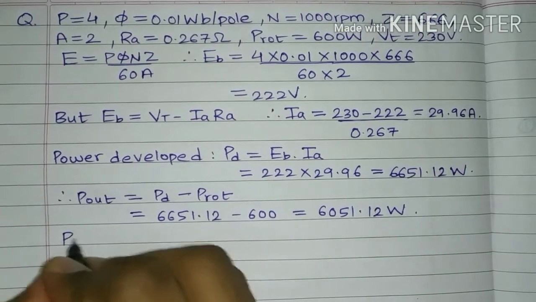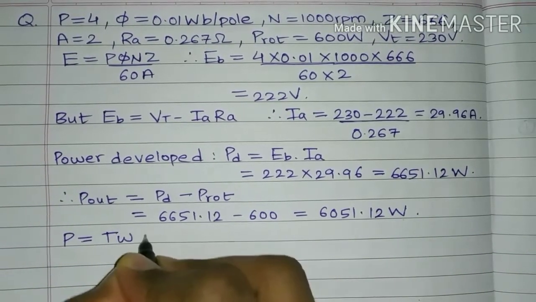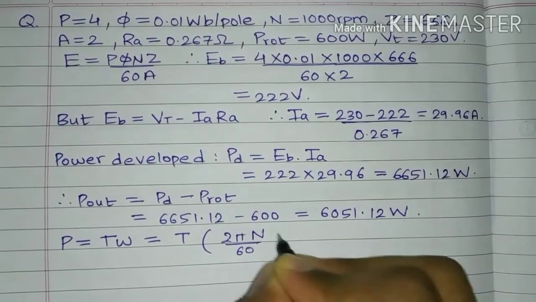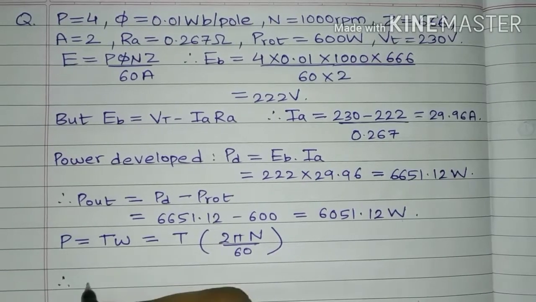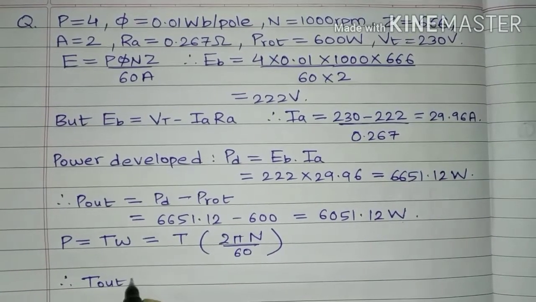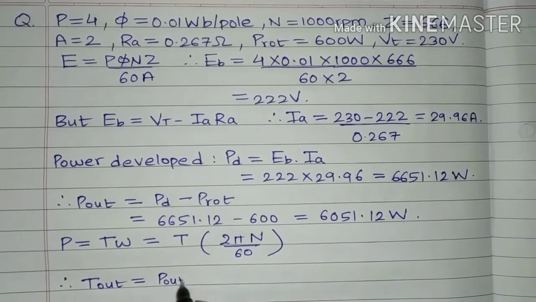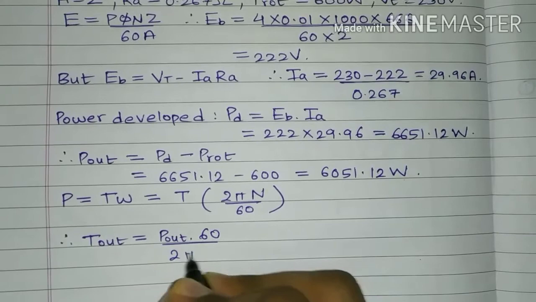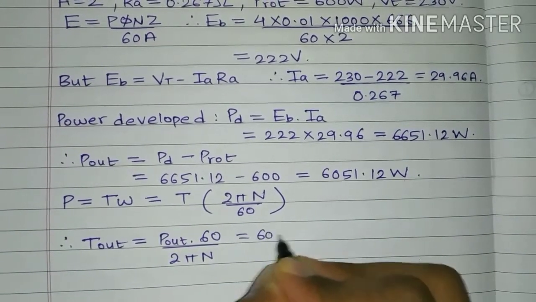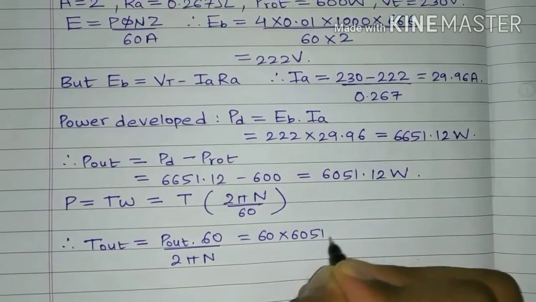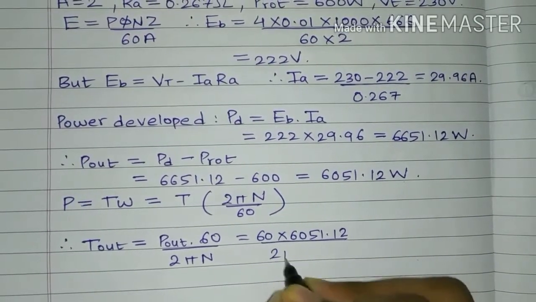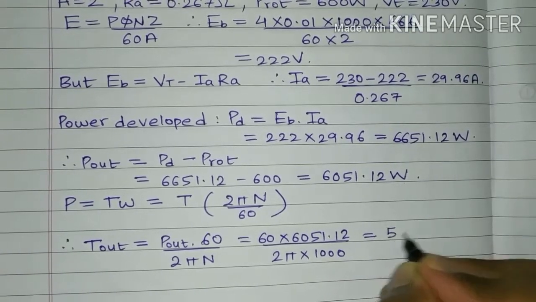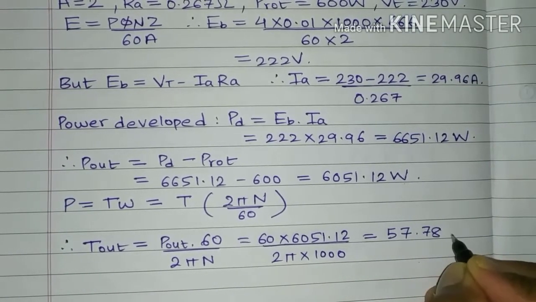We know that power is equal to torque into omega, where omega is the speed in radians per second. Therefore P is equal to T into 2 pi into n upon 60, where n is the speed in RPM. Hence the output torque will be equal to Pout into 60 divided by 2 pi into n, which is equal to 6051.12 into 60 divided by 2 pi into 1000, which turns out to be 57.78 Newton meter.